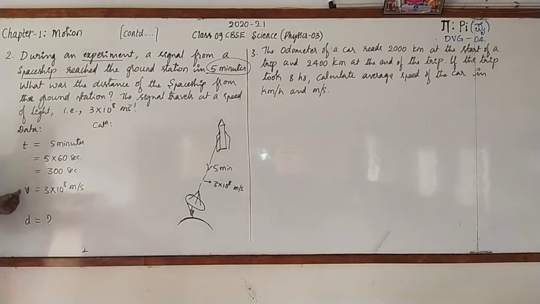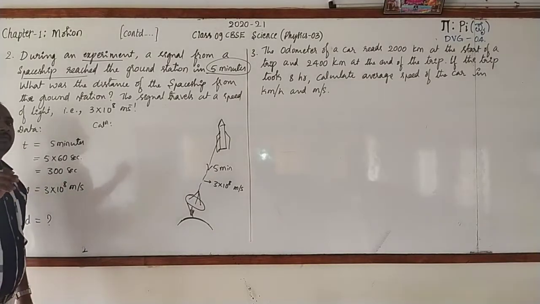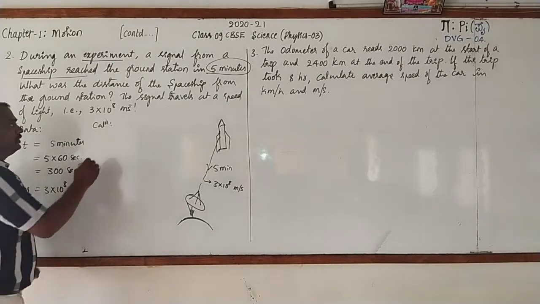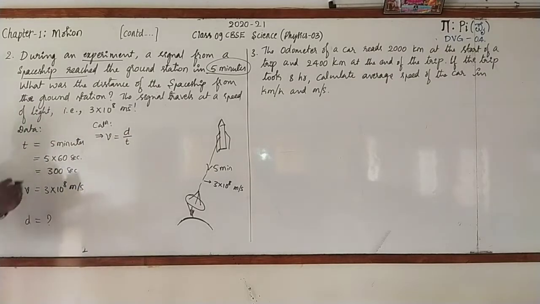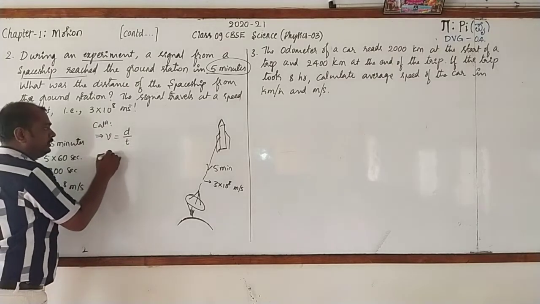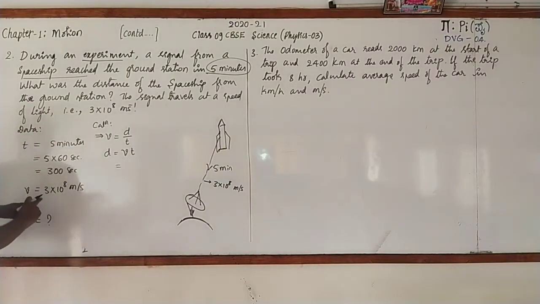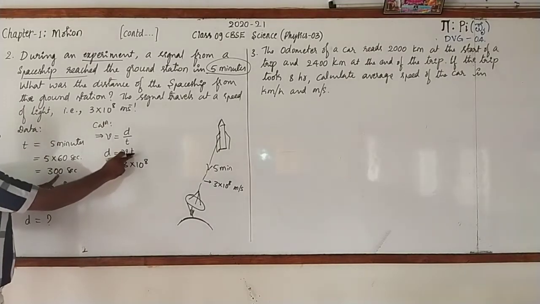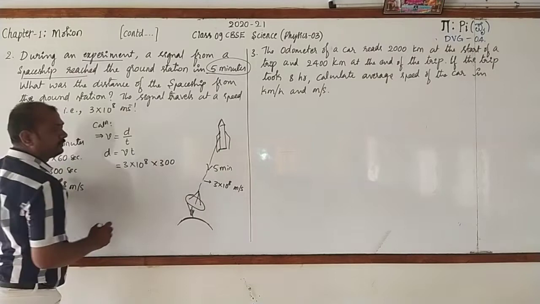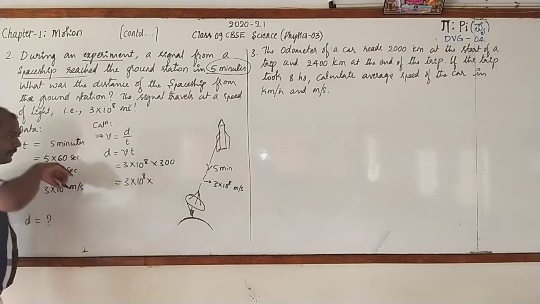See, v, t and d. These are the terms related to a formula. Which formula includes all these three? Yes, you are right. It is v equal to d by t. Then what you are going to find out? You are going to find out d, hence solve for d. d is equal to, on cross multiply, v into t. What is v? v is 3 into 10 raised to the power 8 meter per second. What about the time? Time is 300. Clear? It is equal to 3 into 10 raised to the power 8 into 300.